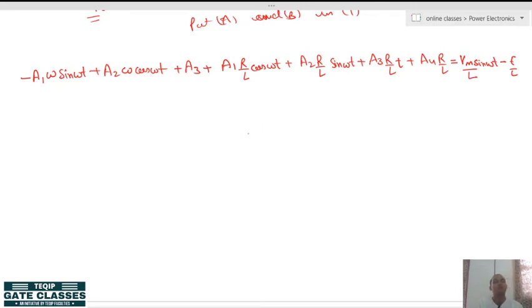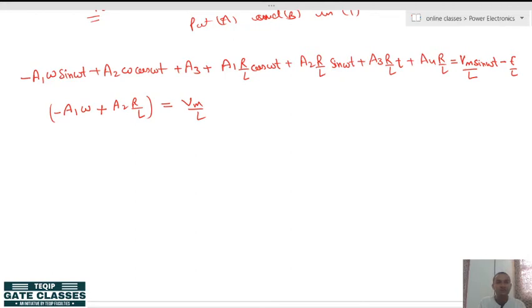Now what we have to do? We have to compare the coefficients. So when we compare the coefficients, we compare the sin omega t coefficient, the cos omega t coefficient, the t coefficient, and the constant coefficient. All right, so when we compare all these coefficients, what will we get? Minus a1 omega, here cos and here it is sin, yes, minus a1 omega plus a2 R by L is equal to Vm by L. Here the coefficient of sin omega t is Vm by L, and on the other side the coefficient of sin omega t is minus a1 omega plus a2 R by L.